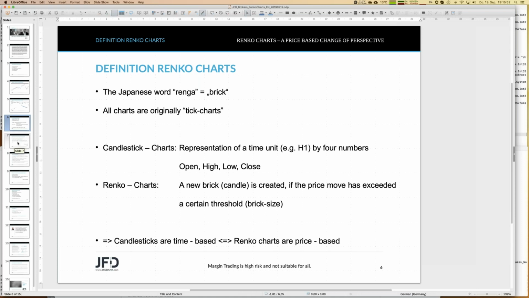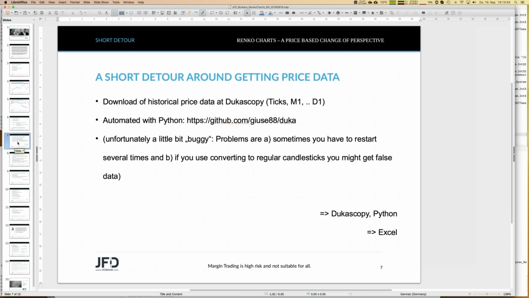And I want to illustrate how to generate a Renko chart or the Renko data on your own. And as I mentioned, we need to have price data on a tick-based level, because it's the only thing you can take in order to have real Renko charts. You need tick data.